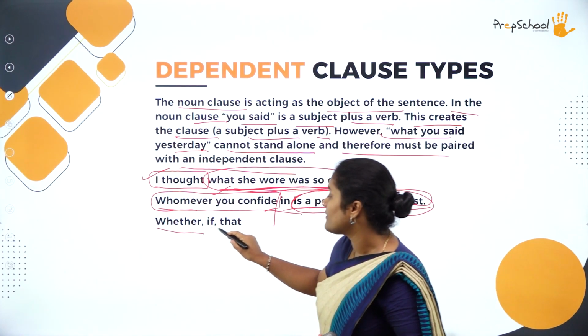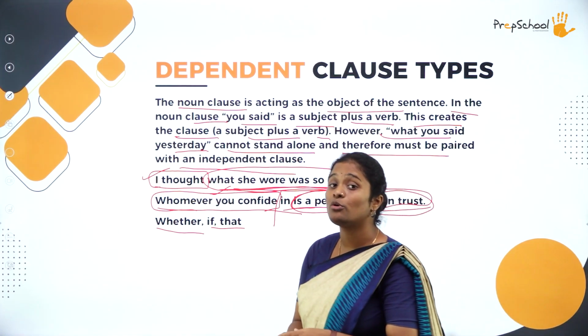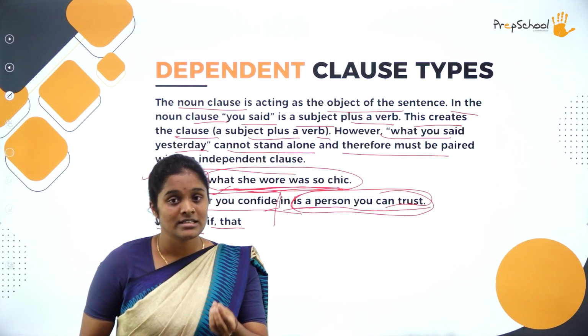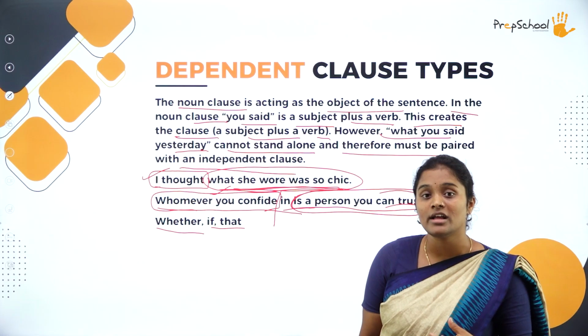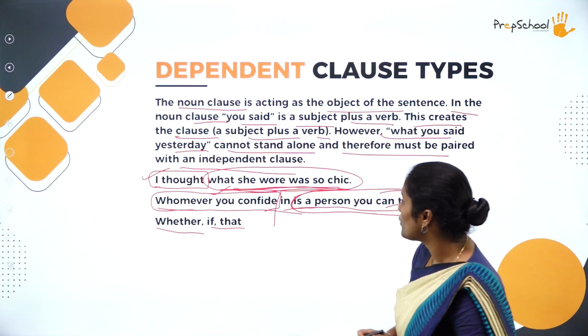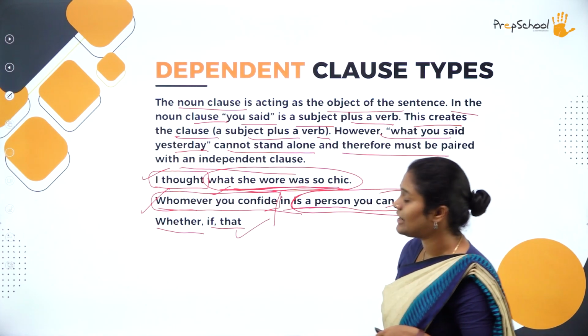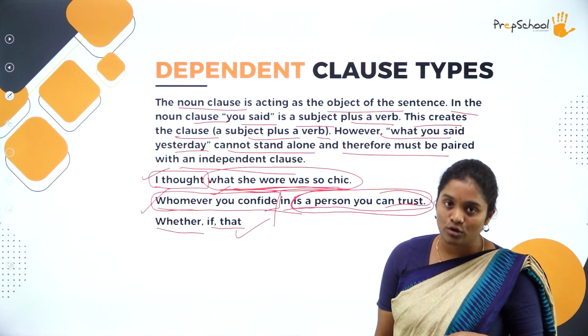And then if you're using whether, if, that to say something, for example, we don't know whether he is going to come. We don't know if you can attend. When such clauses are used, you should know that it is an example of a noun clause. Okay? So this one is also over. Whomever, you confide in, whether, if, that are also generally used. These are the words that are usually used in the noun clause.